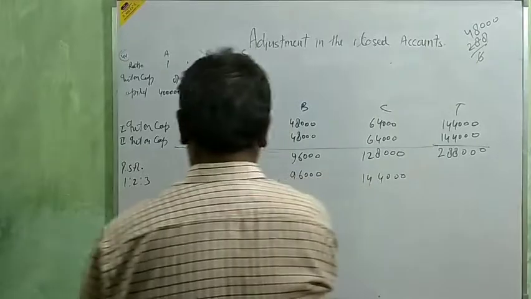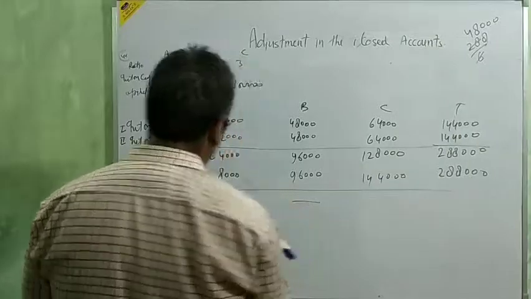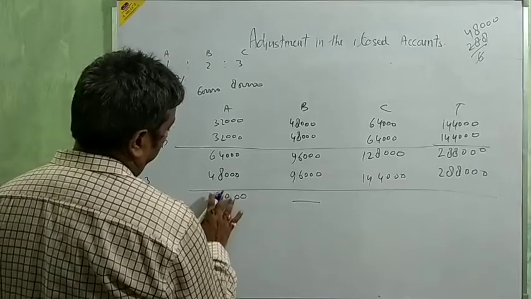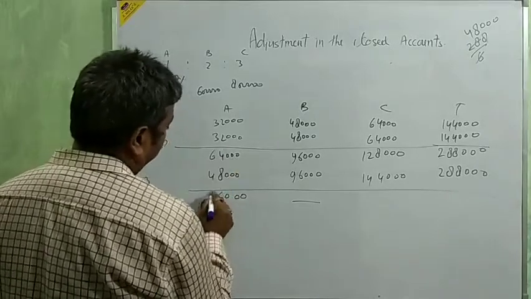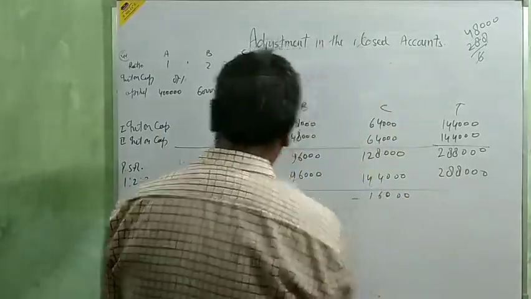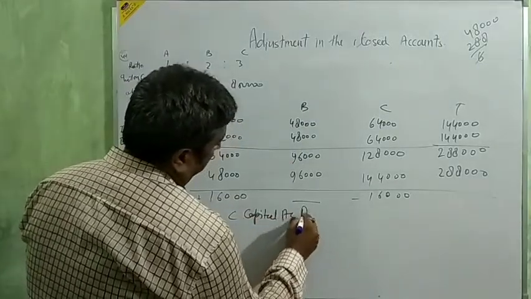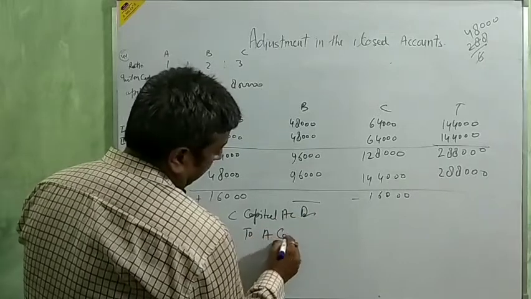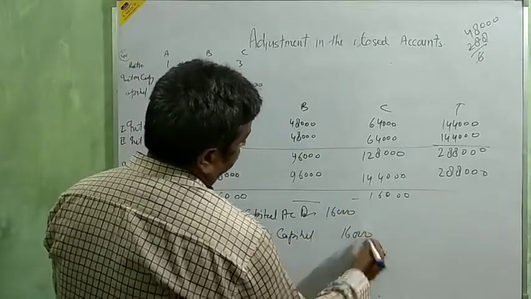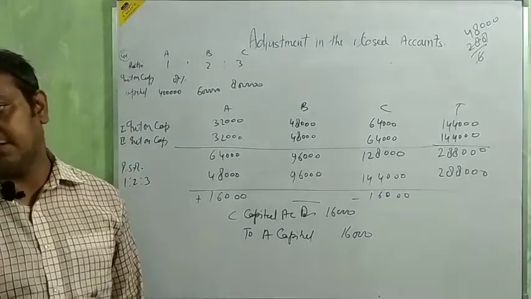Take the difference. 288,000, it's nil, no difference here. 0, 0, and 16,000. It's in minus, it's in plus. It means C capital account debit to A capital 16,000 and 16,000. Entry is coming, beta? Yes. 16,000.